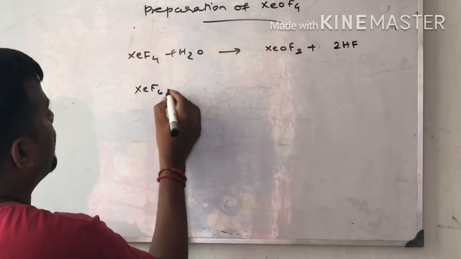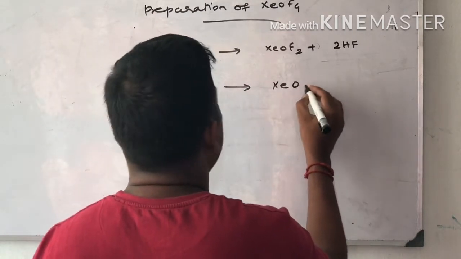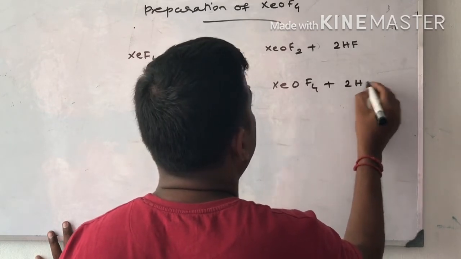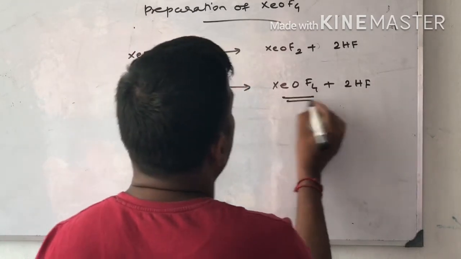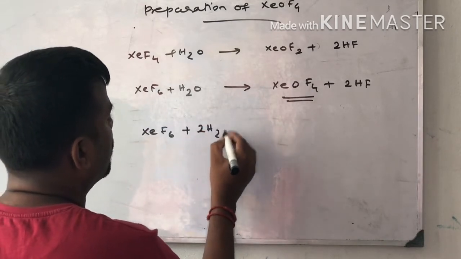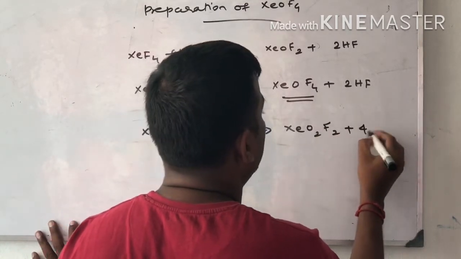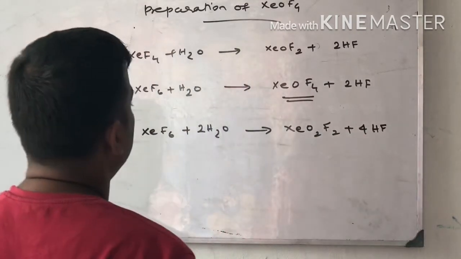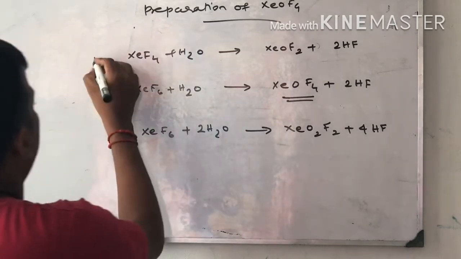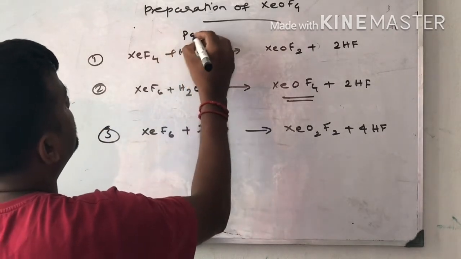Xenon hexafluoride reacts with a water molecule. It will form XeOF4 plus 2HF. This is the compound we are preparing. Xenon hexafluoride again reacts with 2 molecules of water. It will give XeO2F2 plus 4HF. Yes. So these are the compounds, formed due to partial hydrolysis.